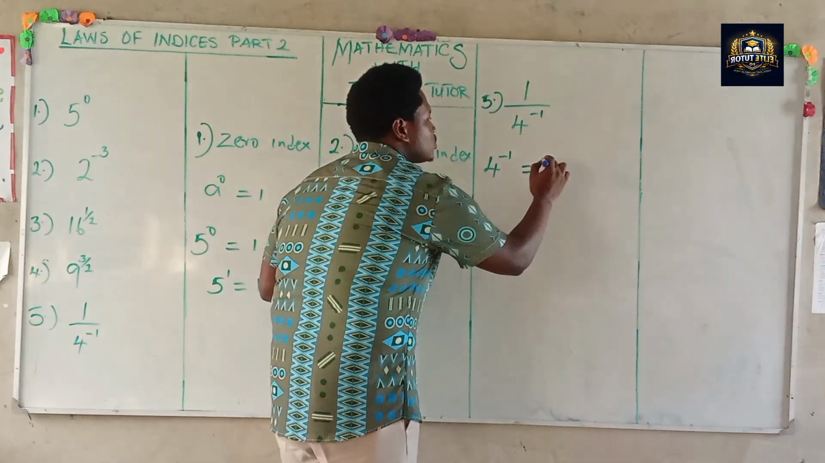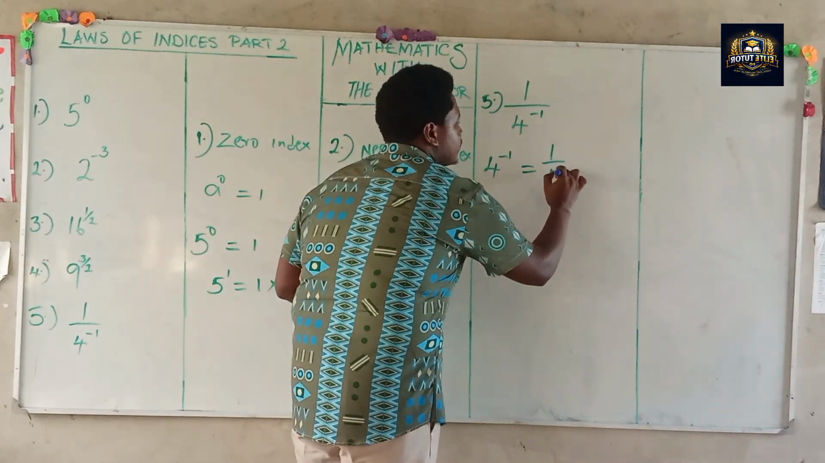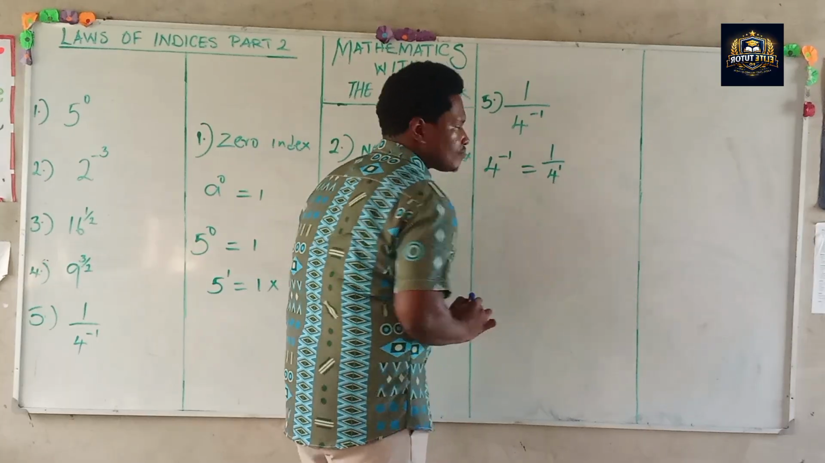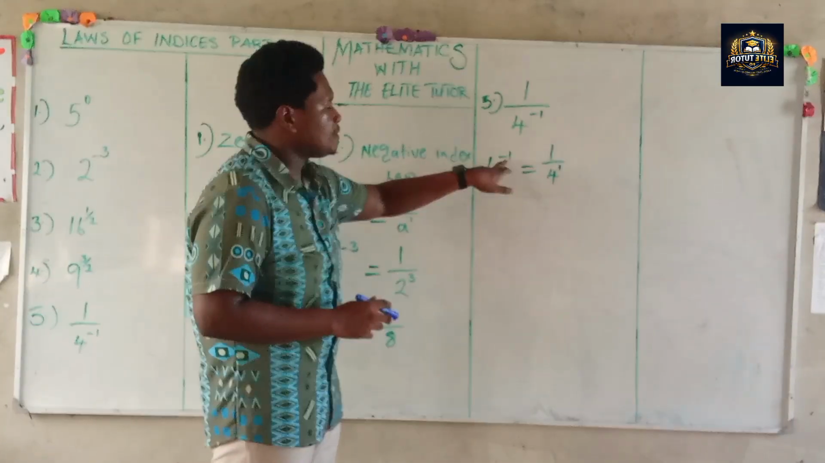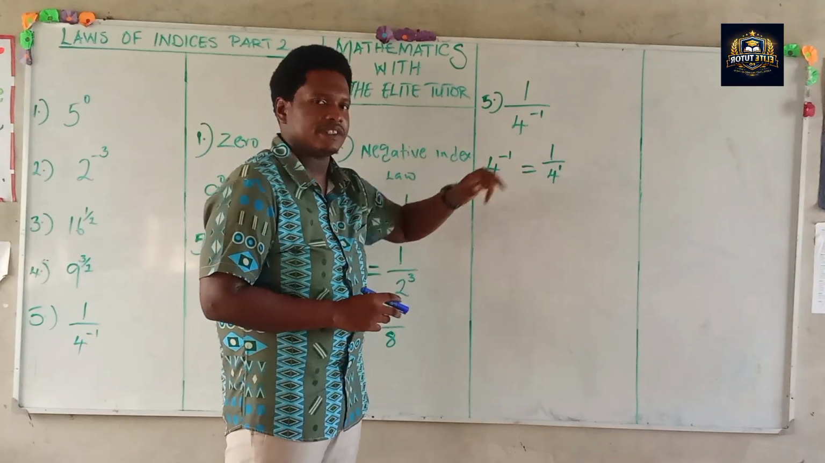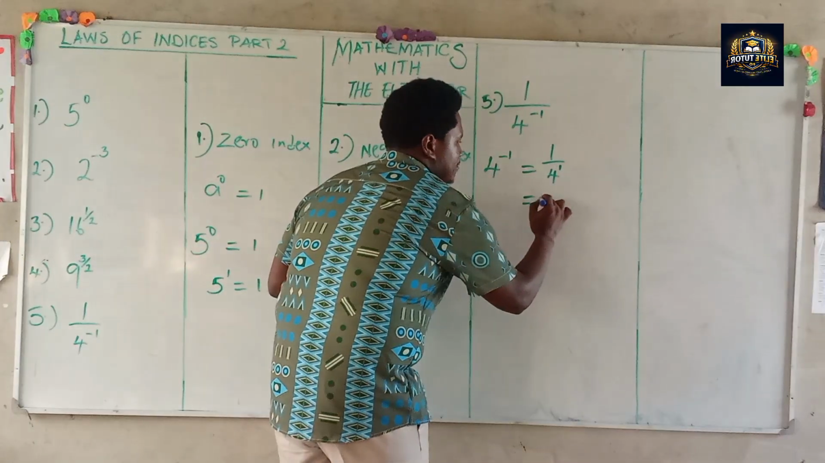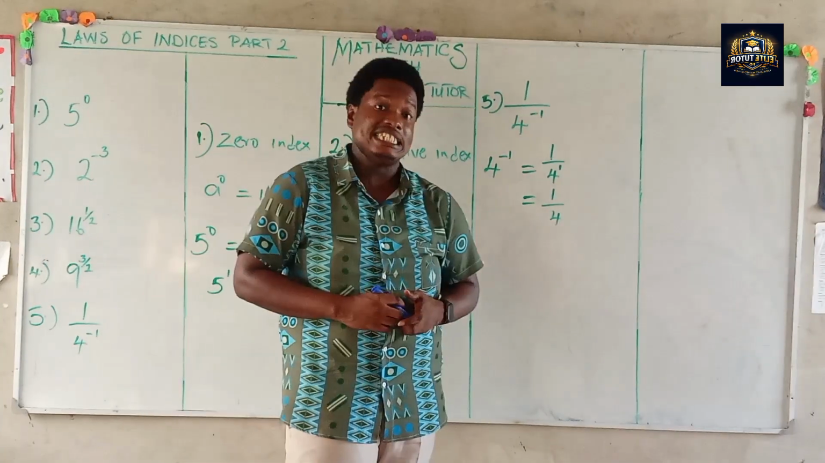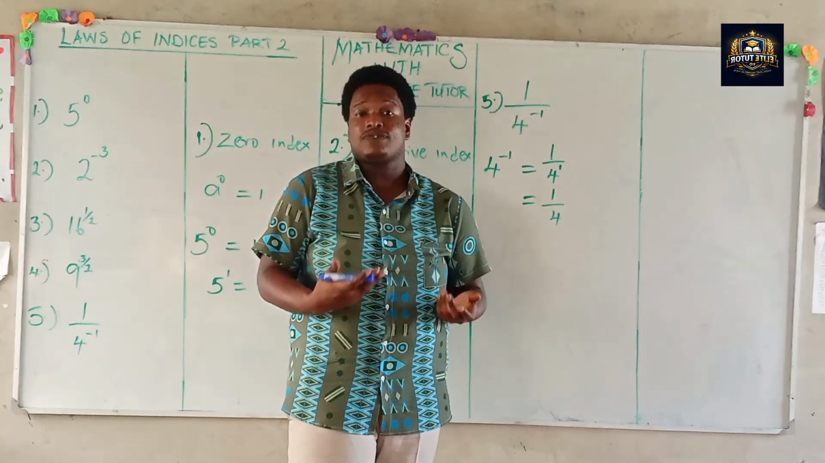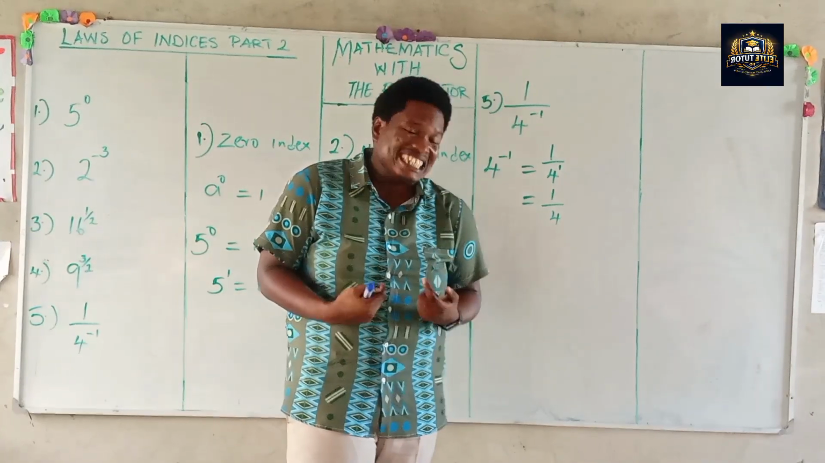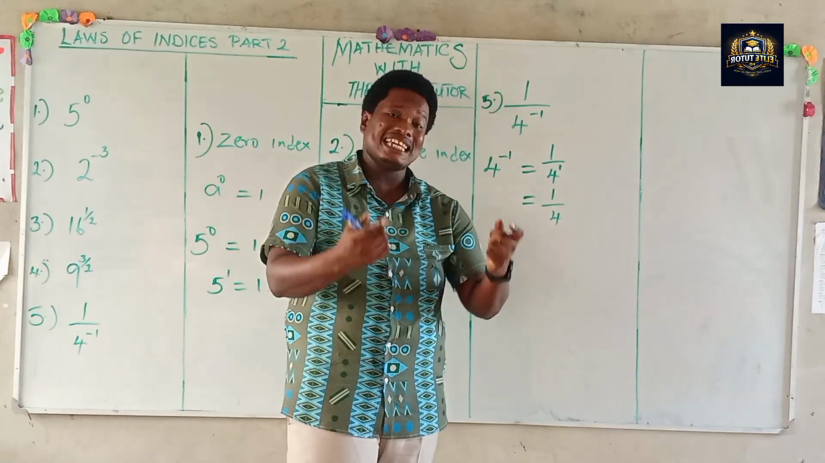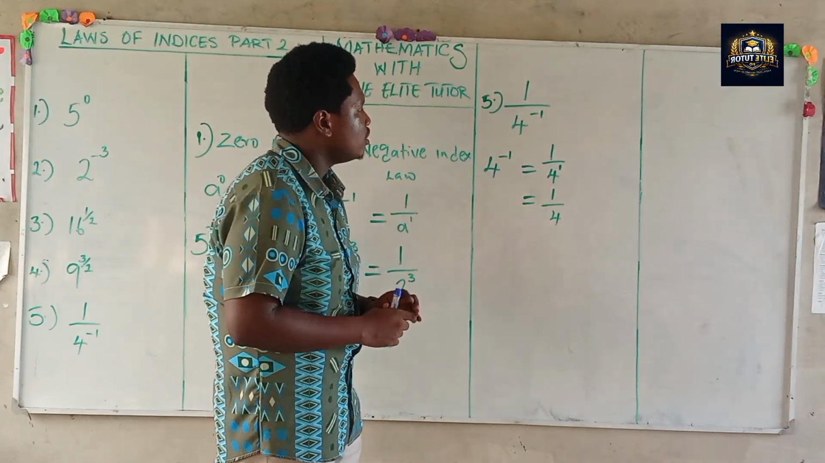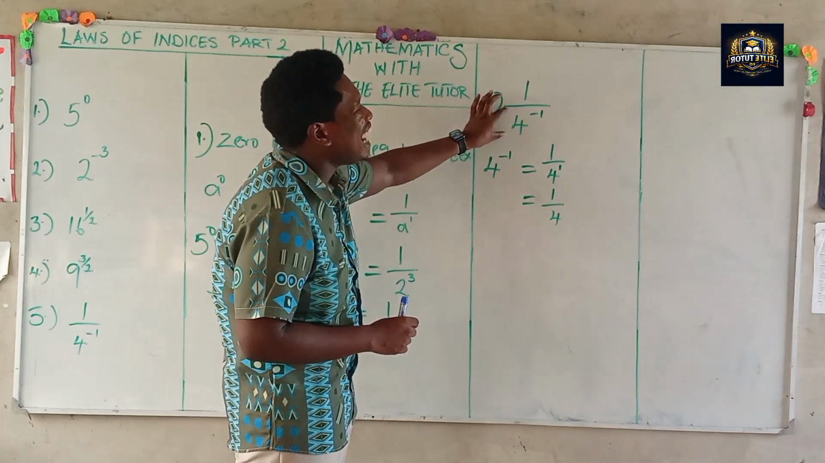So this gives us 1 over 4 raised to the power 1. This power is no longer negative, it's now positive. And our final answer is the same as what? 1 over 4, because 4 raised to the power 1 is 4. What does it mean? It means that 4 is multiplying itself just once. Now, we have our final answer. Don't forget, 1 over 4 here is our denominator.